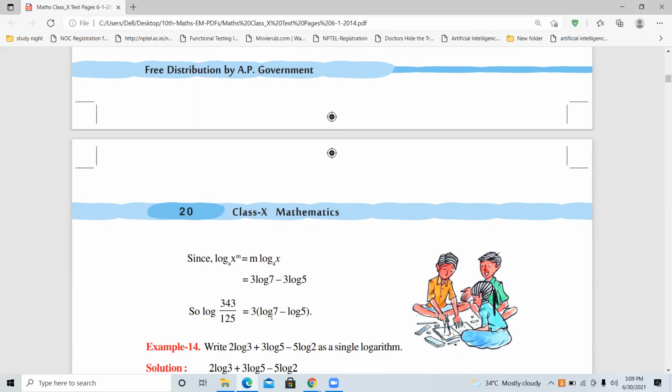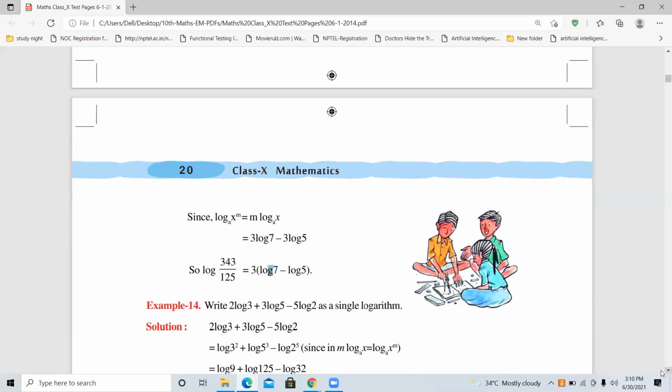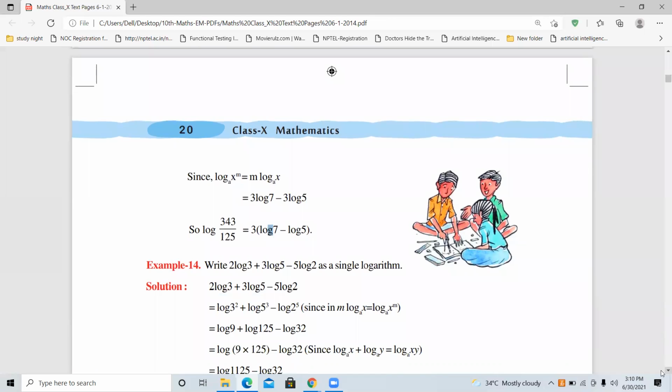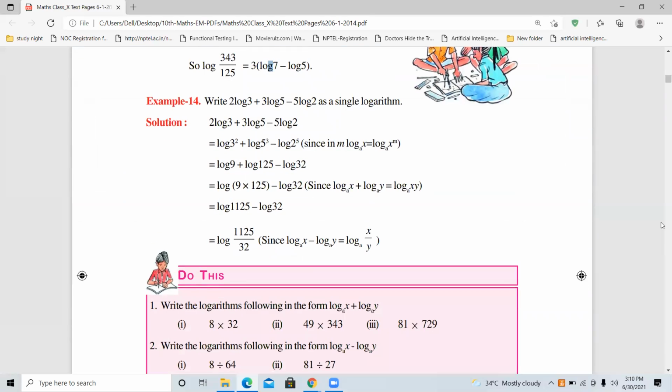Everyone has to remember a point that if there is nothing in the base of log, then we should know that the base value will be 10. And hence here the base will be 10. We can read this as log of 7 base 10 minus log of 5 base 10. And like this we have ended the sums on the logarithms and the expansion of the logarithms.